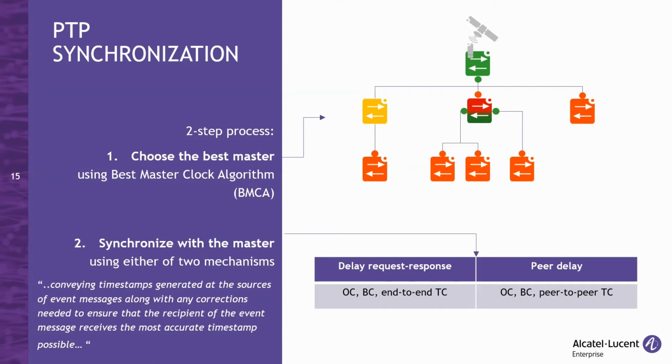The first step is to choose the best master that will be used as a source of time using best master clock algorithm. The second step is to synchronize with that master either through delay request response or through peer delay mechanism. Based on the chosen synchronization process, end-to-end or peer-to-peer transparent clocks will be used respectively.